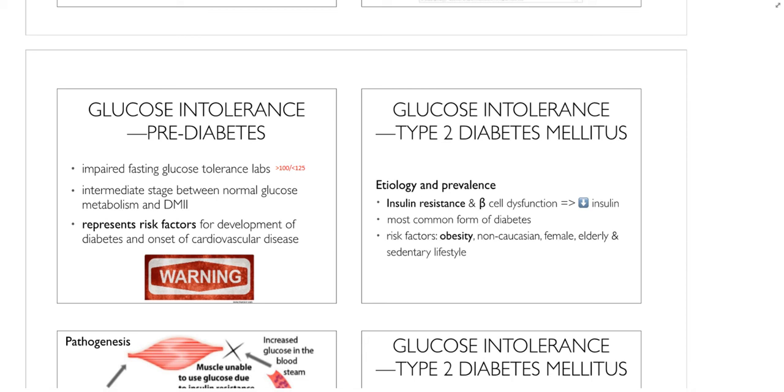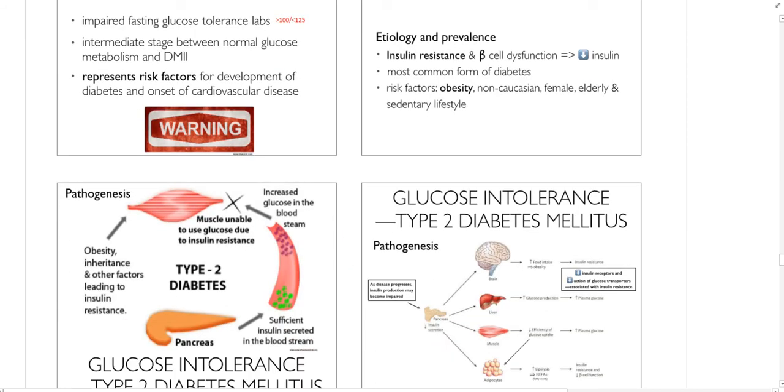Type 2 diabetes is where we have insulin resistance. That's the big piece of type 2 diabetes. And there's also going to be some beta cell dysfunction, which can lead to a decrease in insulin. This is the most common form of diabetes, and obesity, being non-Caucasian, female, elderly, and having a sedentary lifestyle are all risk factors for developing type 2 diabetes.